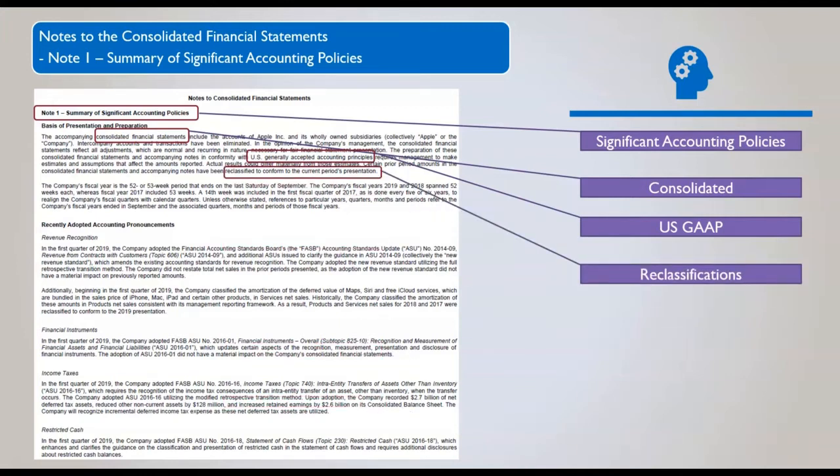In this portion of the paragraph, we will see a reference to reclassifications. This is common where the comparative periods may be reclassified in order to make it consistent with the current year presentation. The reason companies do this is in order to allow the current year to be accurately compared to the prior year results.